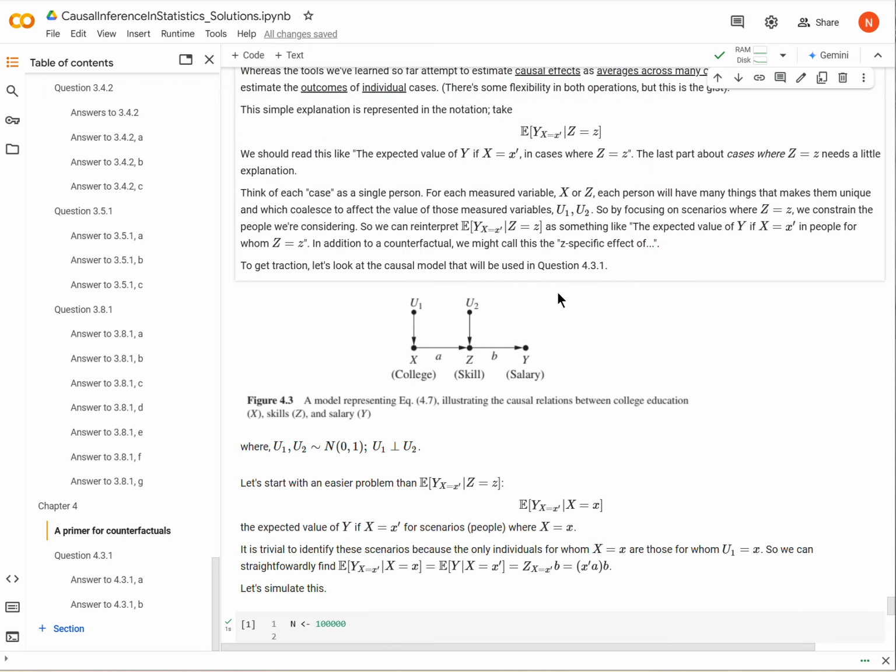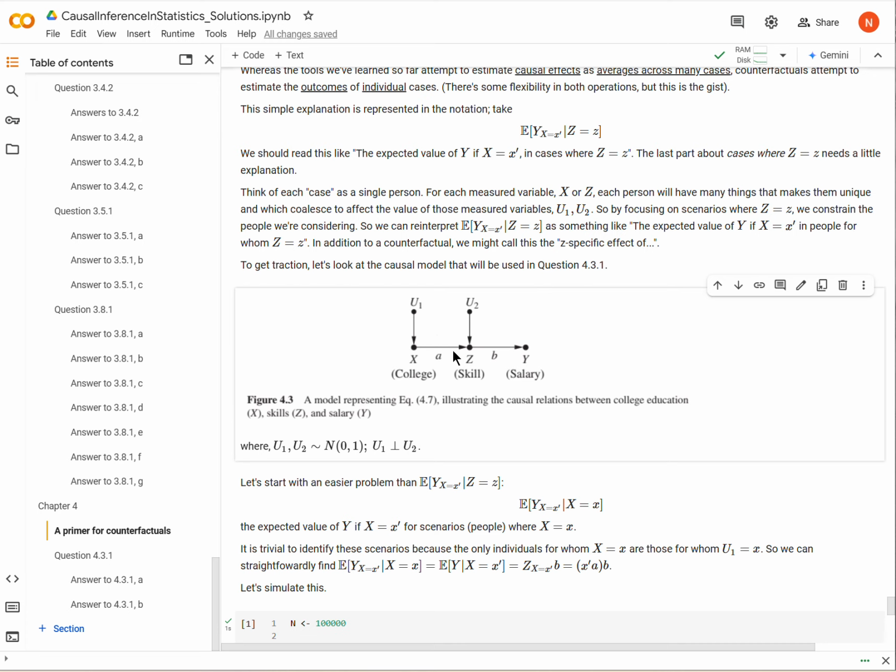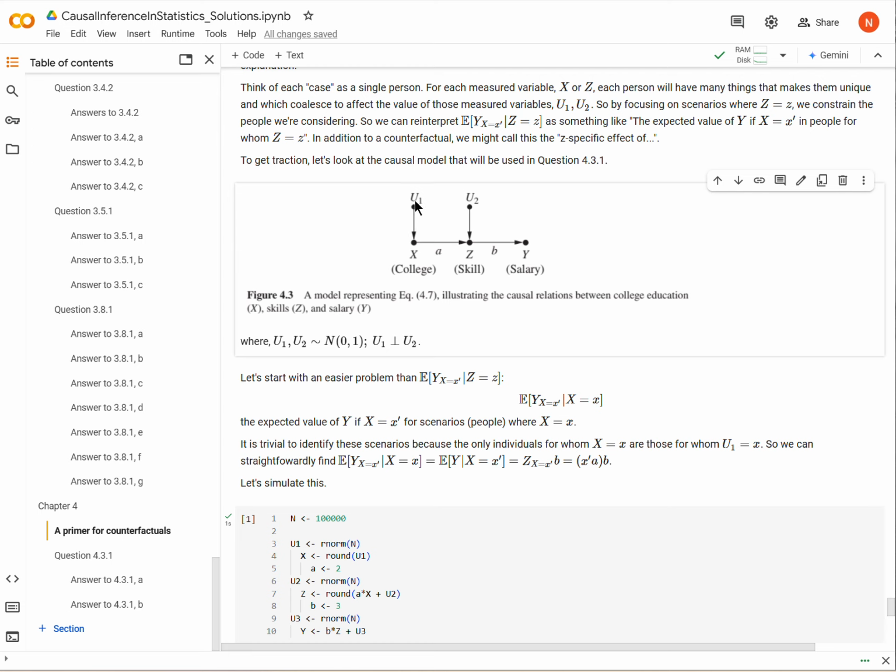Just to explore a little bit more, we're going to use this DAG, which is the DAG that gets used in question 4.3.1. Importantly, these u variables are unobserved. Often you see a circle around the unobserved variables, but this book doesn't tend to do that. Each of those is independent of the other, and they're both normally distributed with mean 0 and variance 1.